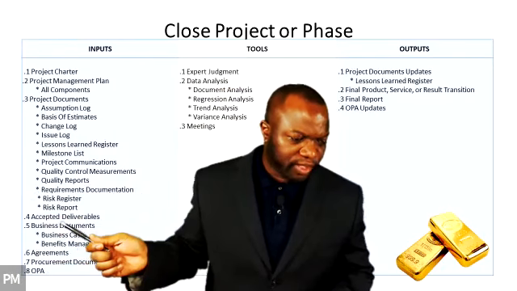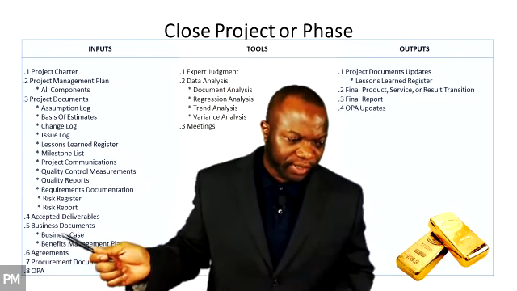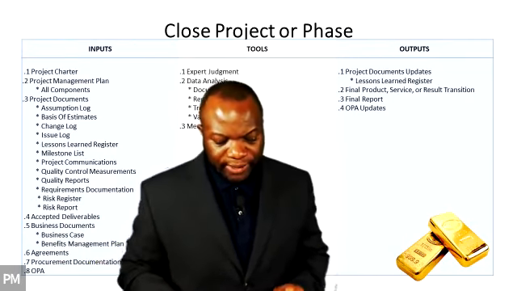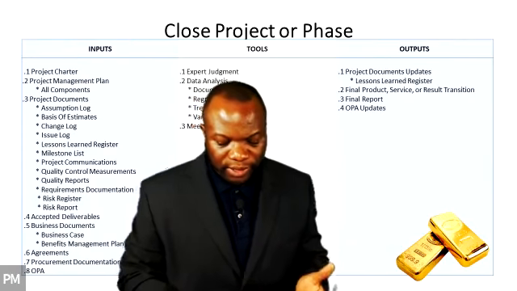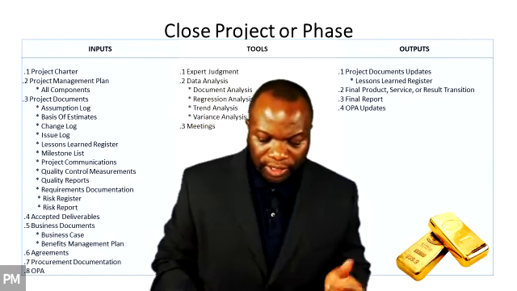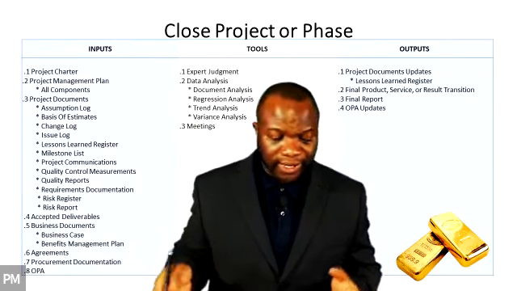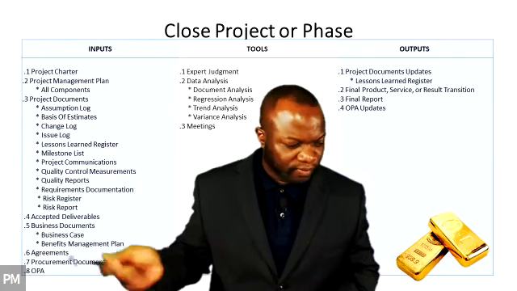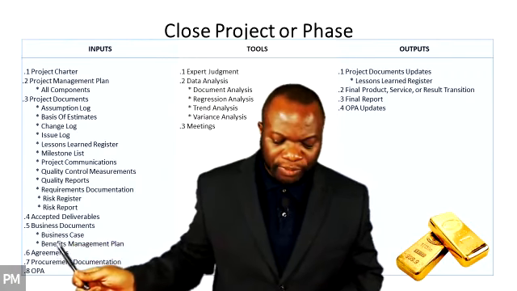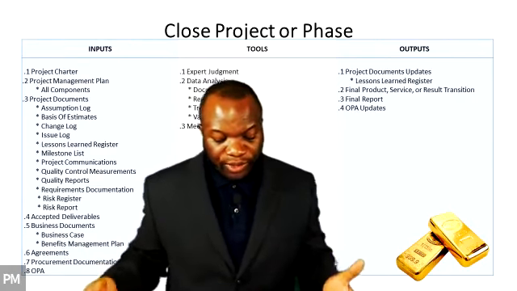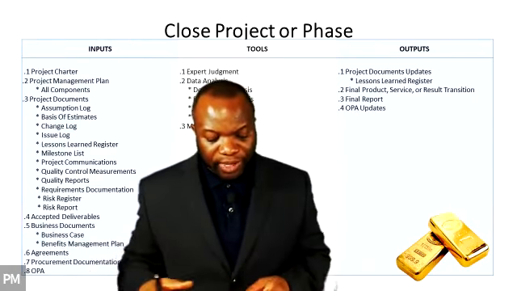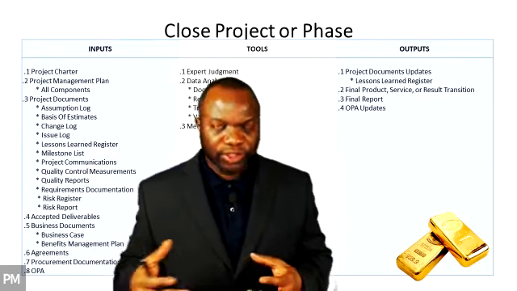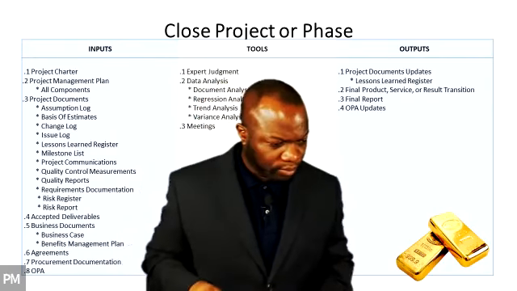Okay, what else do we have? Business documents, we've talked about this, the business case and the benefits management plan. If you go to page 125, it says the business case documents the business need and the cost benefit analysis that justify the project. So at the end of the day, looking at the business case, can you justify the project or not? And then we have the benefits management plan that is going to help you see if you met the benefits or if they are still to come. You see, did you achieve the benefits or did you not?